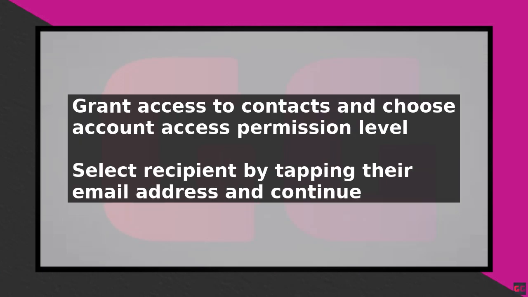On the subsequent screen, you'll see options to send requests, split payments, and view Zelle activity. Tap the Send button at the top. You'll be prompted to grant access to your contacts, and then asked for permission to view all your accounts. You can choose to decline this request.